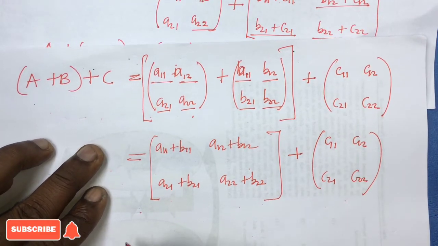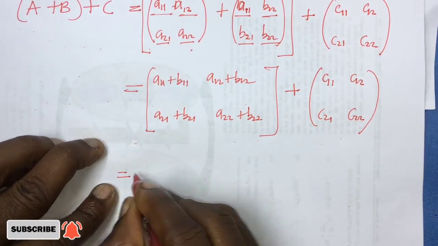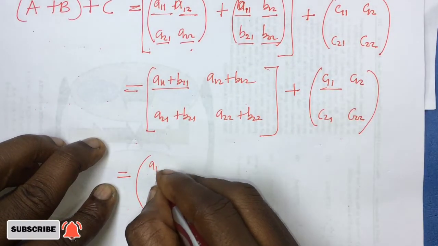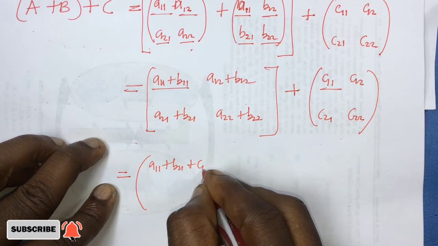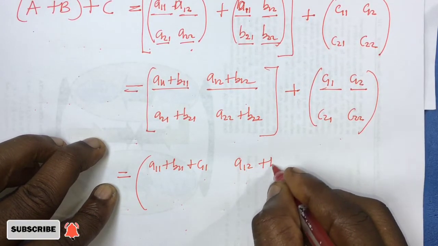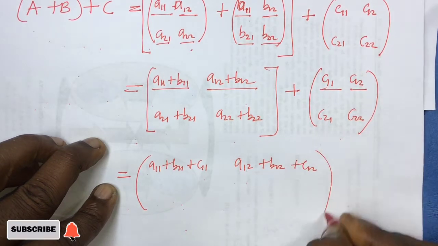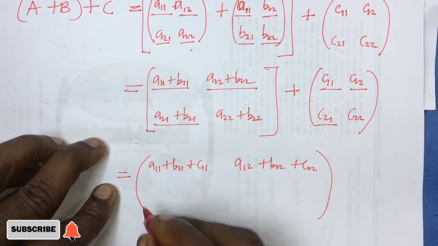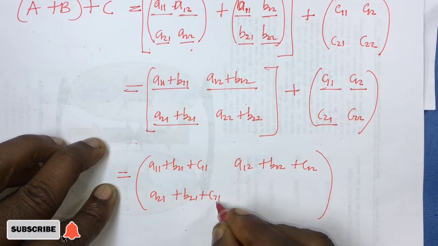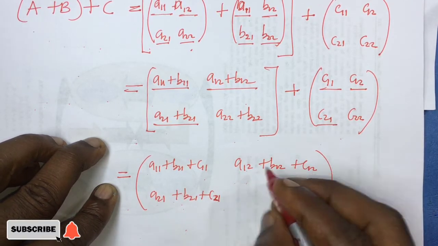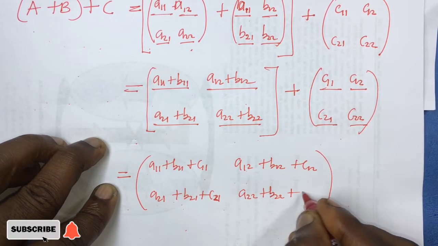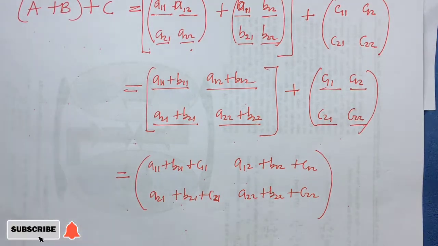Okay? Now that, when you add it, will give us the result, this plus this, A11 plus B11 plus C11, this plus this, A12 plus B12 plus C12, this plus this, A21 plus B21 plus C21. Then finally this plus this, A22 plus B22 plus C22, and that will give us the result.